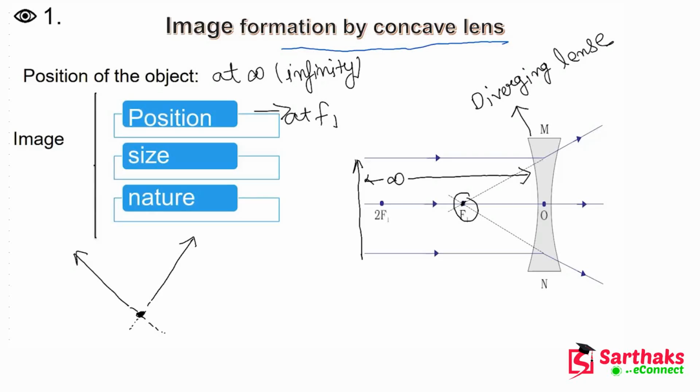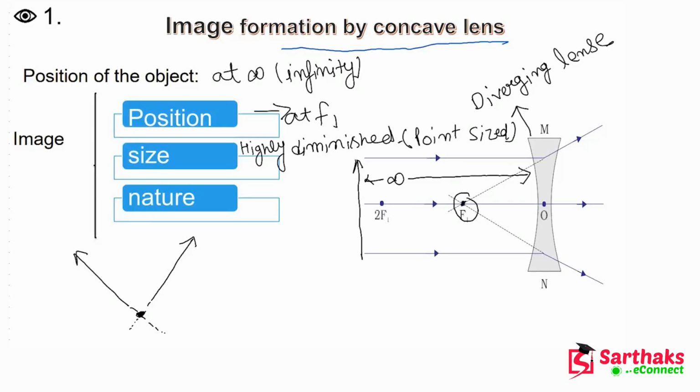Now, let's talk about the size. So as you can see in this picture, the size is very, very small. So you can say the size is highly diminished, or you can call it point size. I hope you got my point.